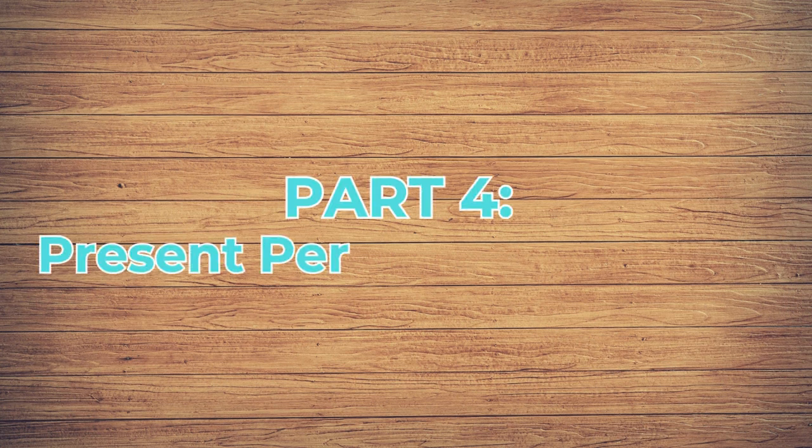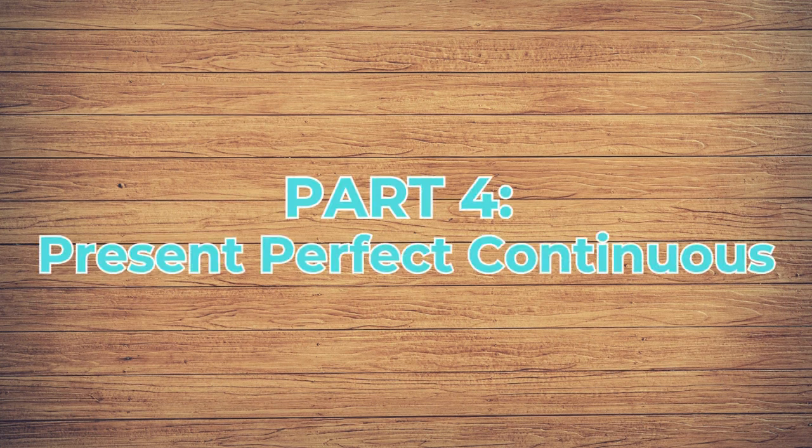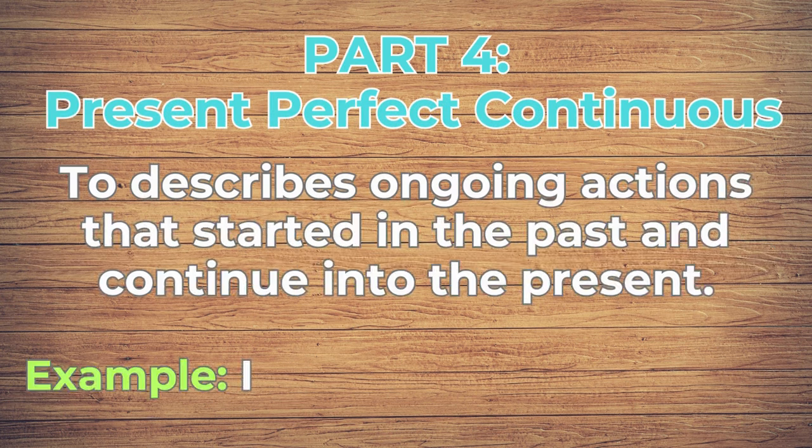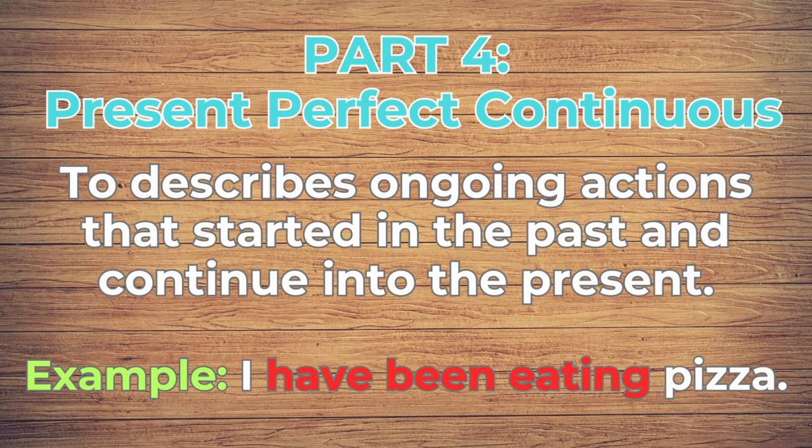Part 4. Present Perfect Continuous Tense. The present perfect continuous tense describes ongoing actions that started in the past and continue into the present. Example, I have been eating pizza.